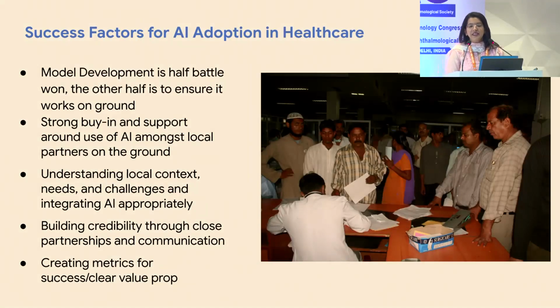Some of our insights and learnings have been that model development is only half the battle. The other half is to ensure that it works on the ground. We definitely need a strong buy-in and support from local partners on the ground. There has to be staff technology support available. And I think it is very, very important for us to have principal investigators who are willing and committed to the cause, who can actually move the system, especially in a government setting.